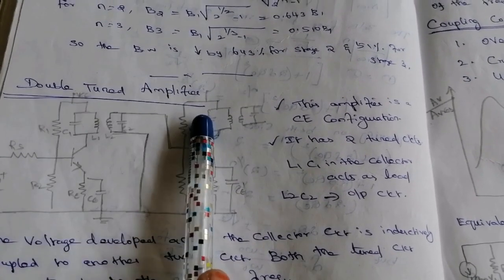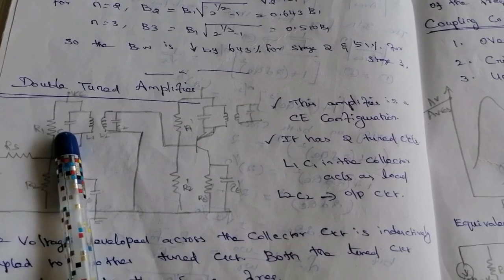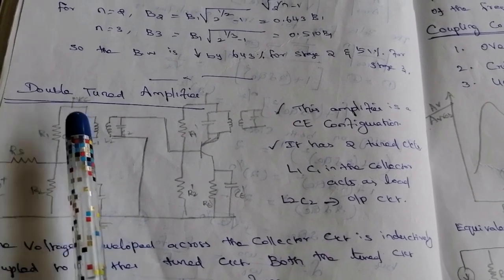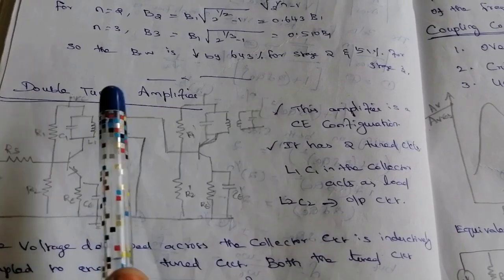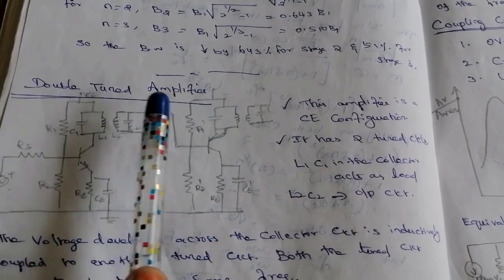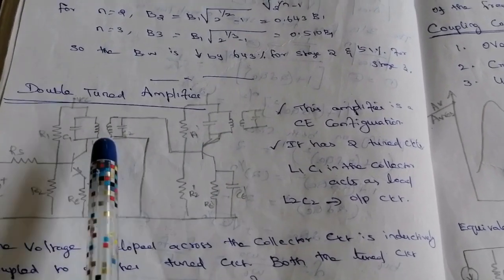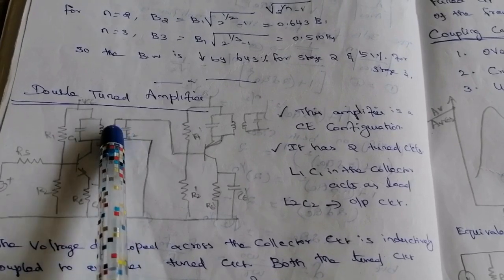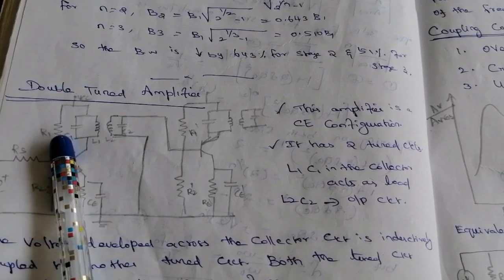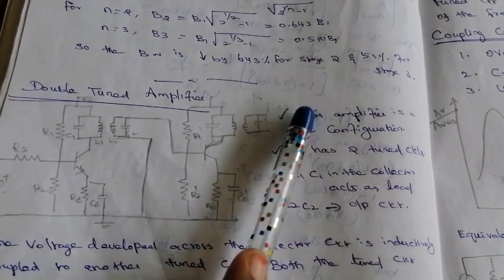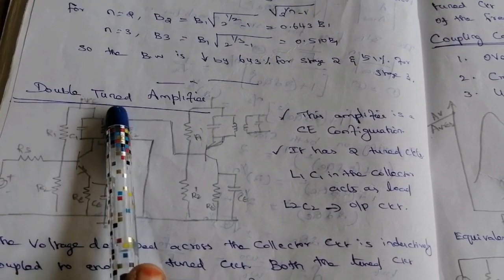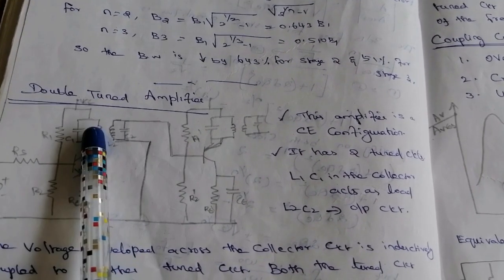So in double tune amplifier we are using more than one tune circuit. That means we have used two tune circuits. The condition is both tune circuits are tuned at the same frequency. By using this inductive coupling, we connect one tune circuit to another tune circuit. In the collector terminal we have an L1 C1 tank circuit which acts as a load.